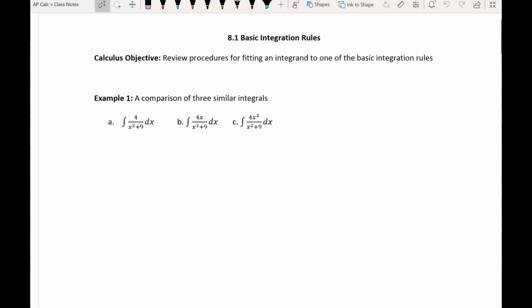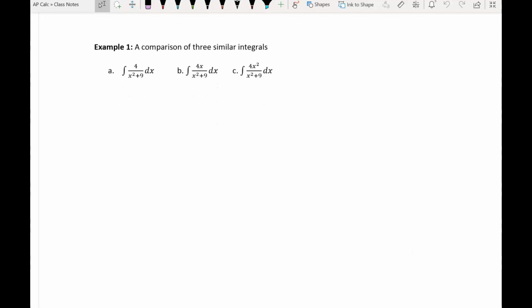So we'll start with these three similar integrals, and we'll address how each of them has a distinct problem. Let's do blue. In the first one, we have the integral of 4 over x squared plus 9 dx. Now in this one, you know that 4 is a constant. You can factor that out and rewrite it as 4 times the integral of 1 over x squared plus 9 dx.